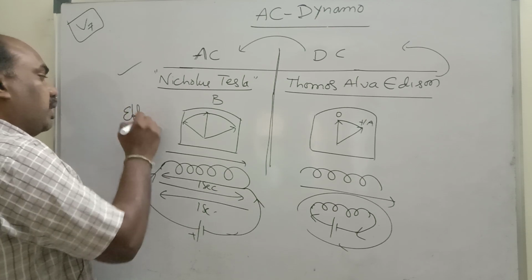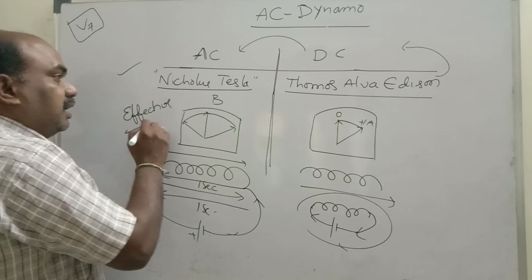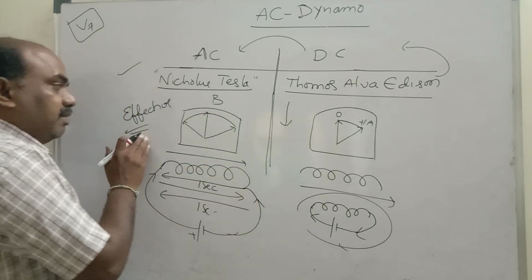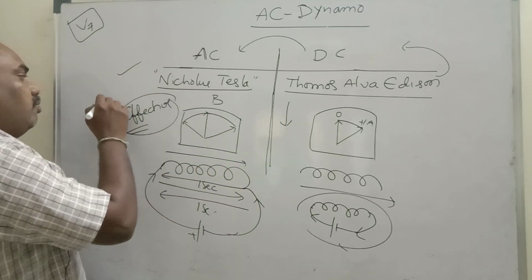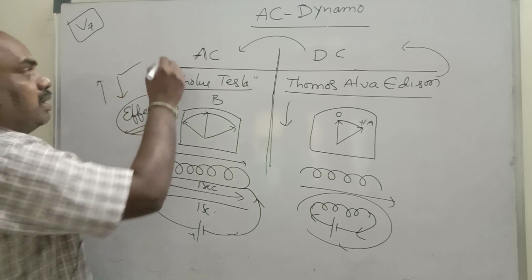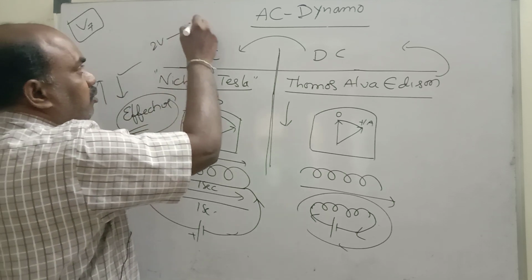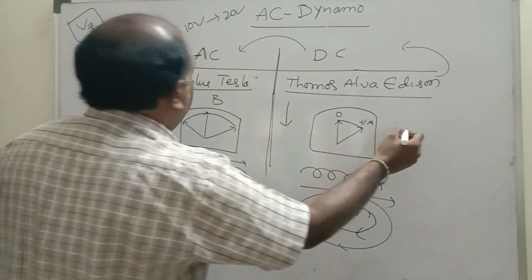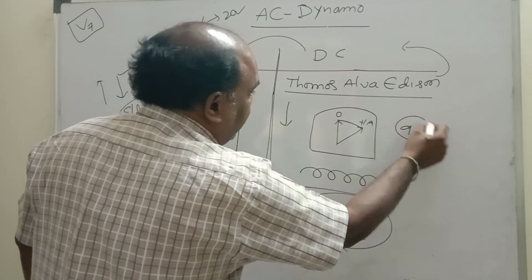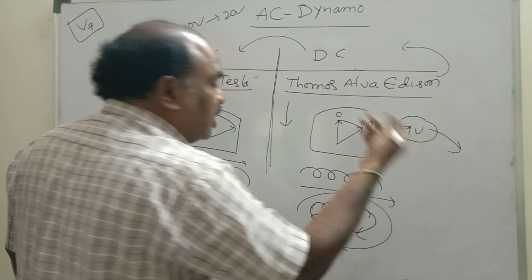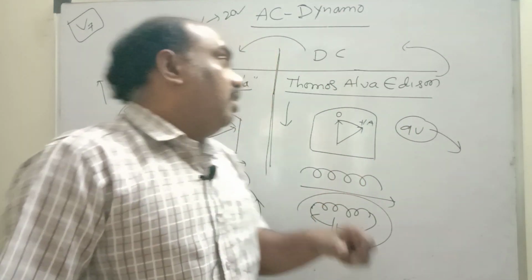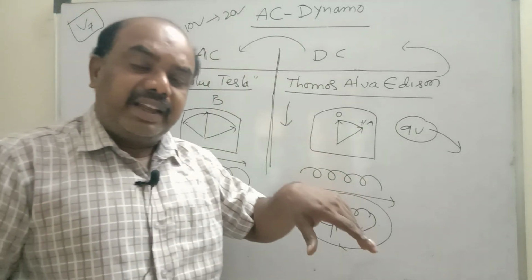Alternating current is very effective, a very powerful current. DC's effectiveness is very less. We can increase or decrease the magnitude of AC. Suppose 2 volt can be converted into 10 volt here, and 10 volt can be converted into 20 volt. But a 9 volt battery cannot be altered. A 9 volt battery constantly provides a 9 volt potential difference only. The magnitude cannot vary, whereas here you can increase or decrease it.